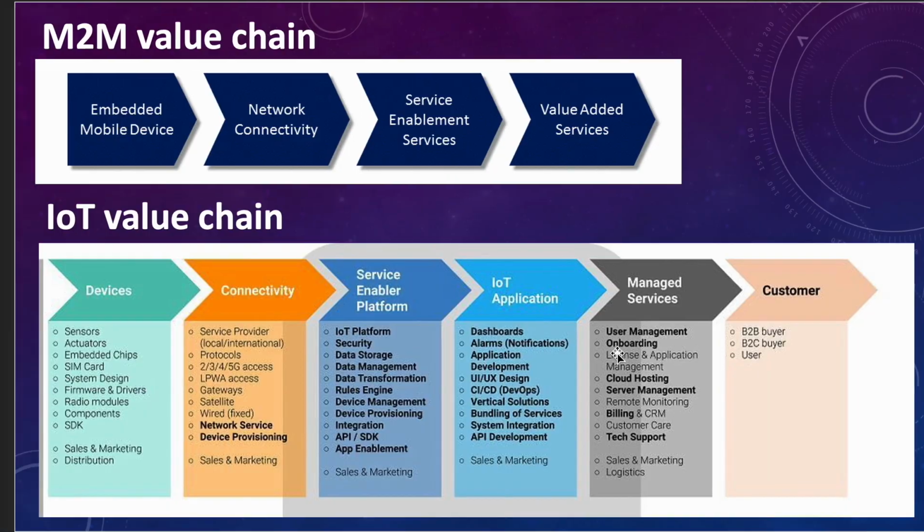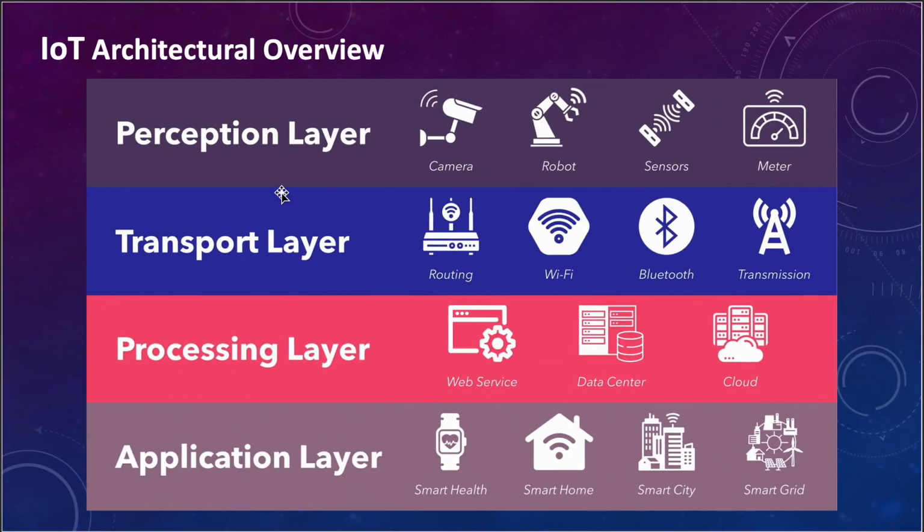Then we have managed services, of course. Again, like IT services, you have to manage all these services. You have to upgrade, update. If you are managing, let's say, the network layer, for example, you know that you have to upgrade, install patches, security patches, so on and so forth. You have to maintain the hardware. Perception layer, you have to maintain the hardware. Processing layer, you have to maintain the hardware, update the software, patching, security, so on and so forth.